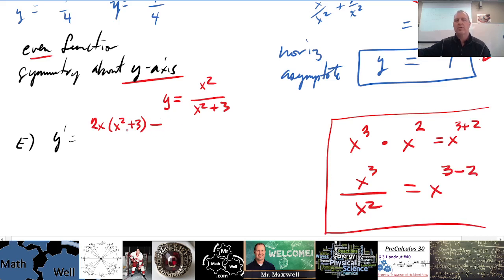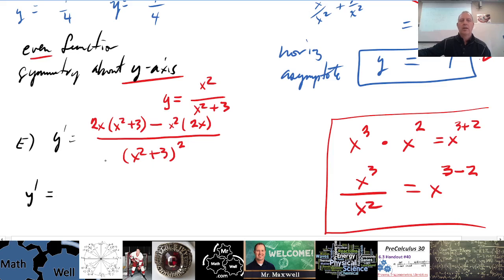So derivative of the top times the bottom minus the top times the derivative of the bottom, which is just 2x there, plus 0, right? Divided by the bottom squared, so x squared plus 3 squared. And we're not going to expand that out. Leave it in factors just in case you have a factor you can divide out. That's always good.